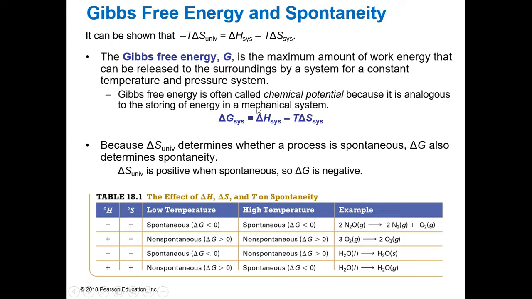We sometimes call this the chemical potential because it is related to how much energy we can store in a mechanical system. So our delta G of our system equals delta H of our system minus T delta S of our system. So at any point in time, we can figure out what's going on. What is our delta G value? Because our delta S of our universe determines if it is spontaneous, that means delta G also determines if it's spontaneous. So if delta S of our universe is positive when it's spontaneous, which we know is true, then our delta G will be negative.